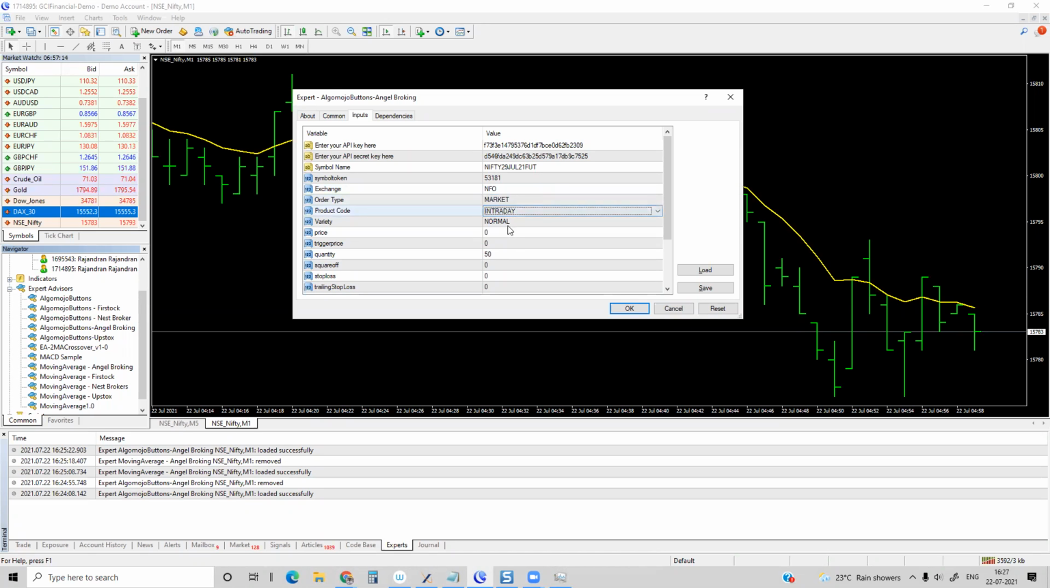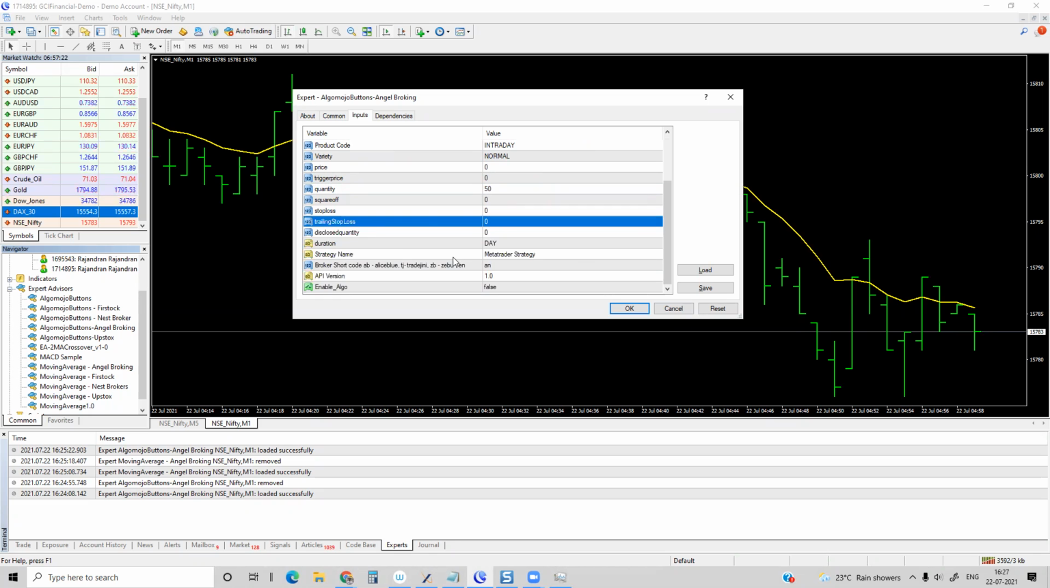I'll say intraday. And then I'll finally select what variety I want to trade, how much quantity I want to trade, what stop loss I want to keep, what the trailing stop loss is. I can go and set up all that information. I can also give a name to the strategy, what strategy it is. I'm going to say MT4 button trading. And then AN itself stands for the Angel Broking broker. Version is 1.1. And in case, enable the algo as true.